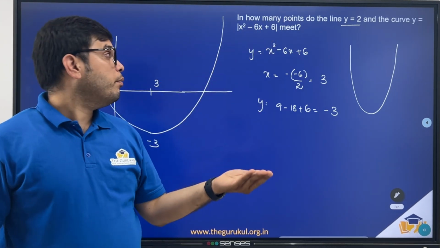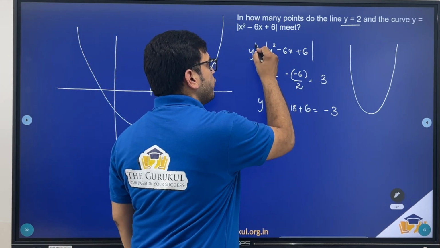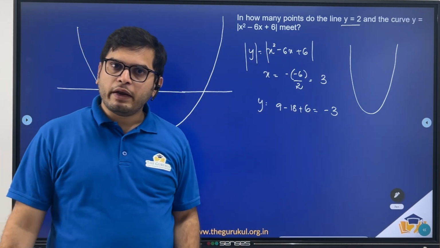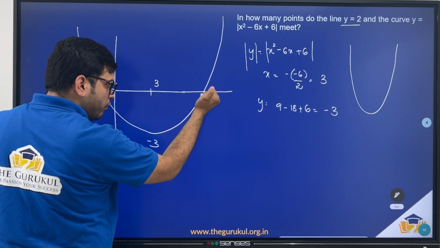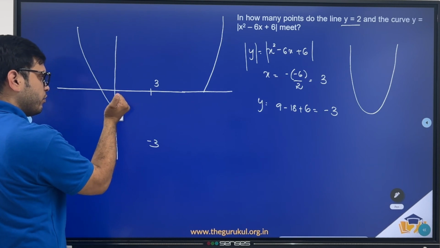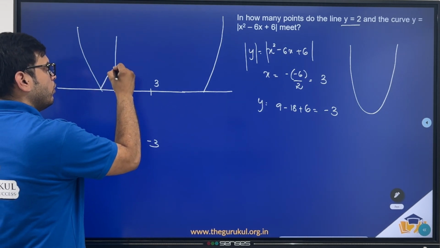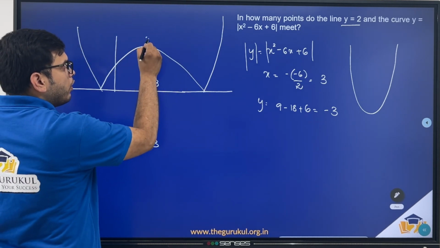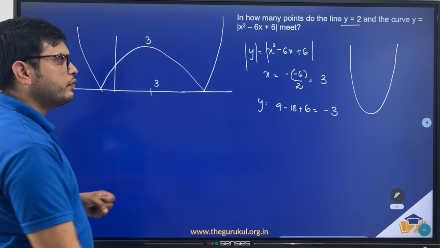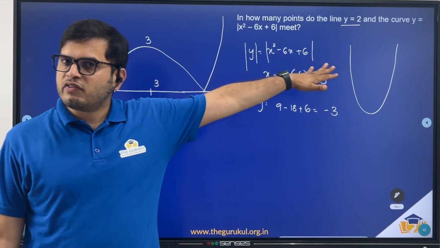Now what do you mean by applying modulus? If I apply modulus to this, y cannot be negative. So you cannot have this part of the graph below x-axis. Now this will move to above, and since this is minus 3, now this should be 3. Now this is how the graph of y is equal to mod of x square minus 6x plus 6 looks like.